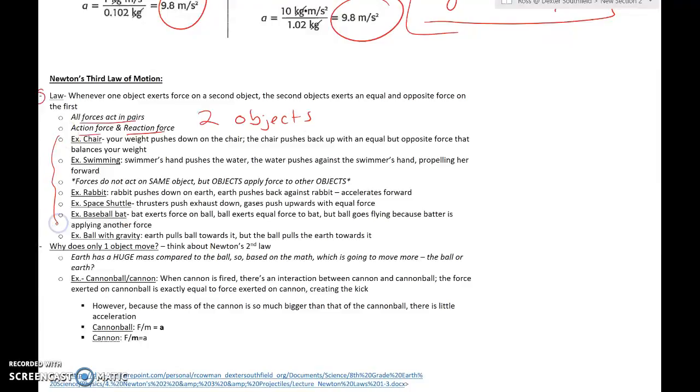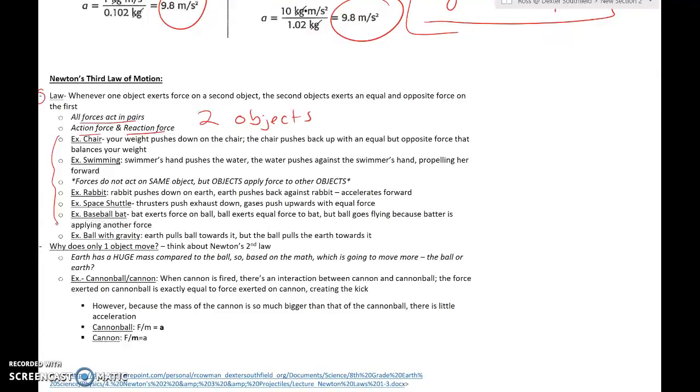So I've got some examples here. These are all just examples to help understand what's going on. With a chair, this is kind of the whole Fat Kalman thing. Your weight pushes down on the chair, and the chair pushes back up with an equal but opposite force that balances your weight. If it didn't do that, the chair breaks, and I fall to the floor. So now the floor would have to support my weight. It would apply an equal and opposite upward force to my downward force due to weight, and it stops me. So at a certain point, whether it's the chair or the floor or the ground, something will provide that equal and opposite force that will stop my motion.